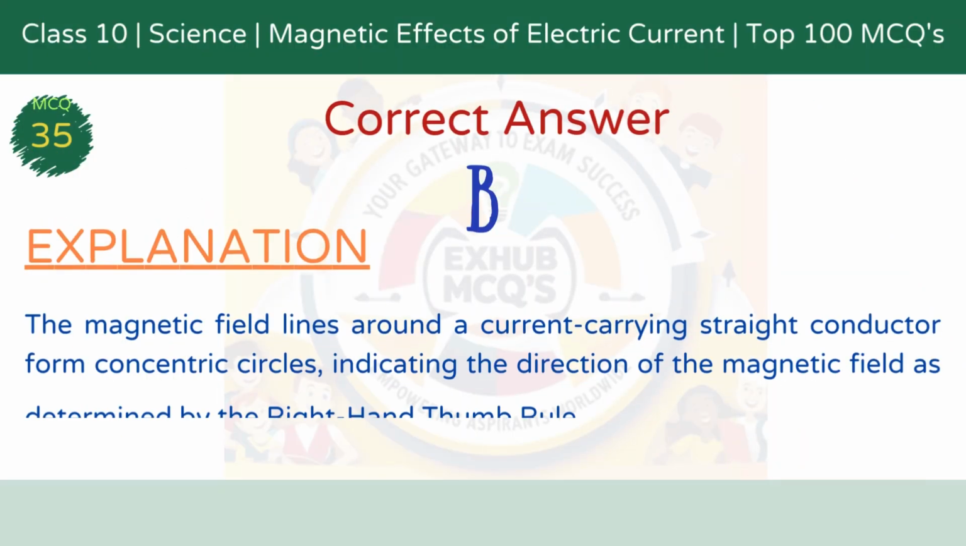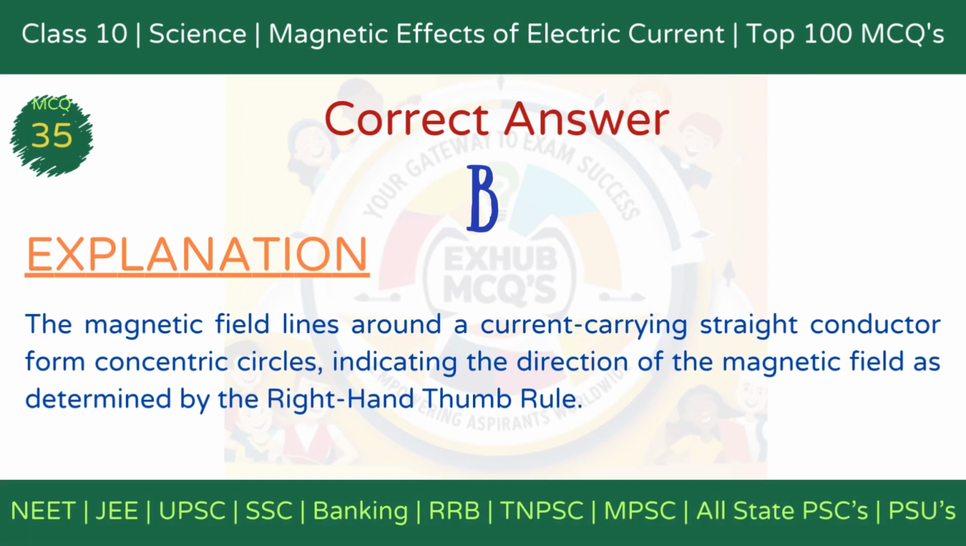The correct answer is option B, circular. Explanation: the magnetic field lines around a current-carrying straight conductor form concentric circles, indicating the direction of the magnetic field as determined by the right-hand thumb rule.